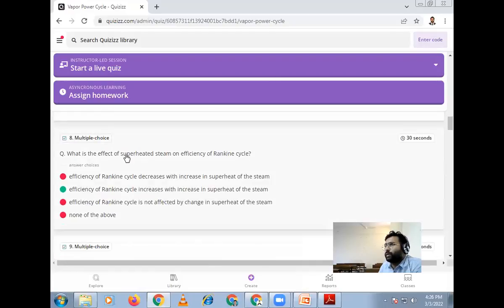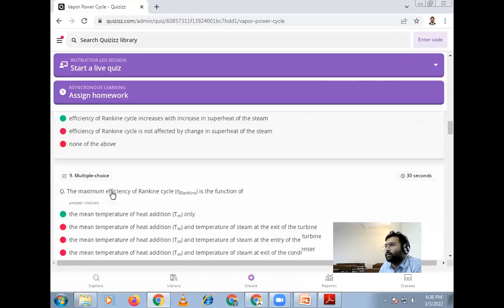What is the effect of superheated steam on efficiency of Rankine cycle? Efficiency of Rankine cycle decreases with increasing superheat of the steam. Or efficiency of the Rankine cycle increases with increasing superheat of the steam. This is the superheat model. We have seen that in the PDF. In that case, the net work increases and the efficiency increases.